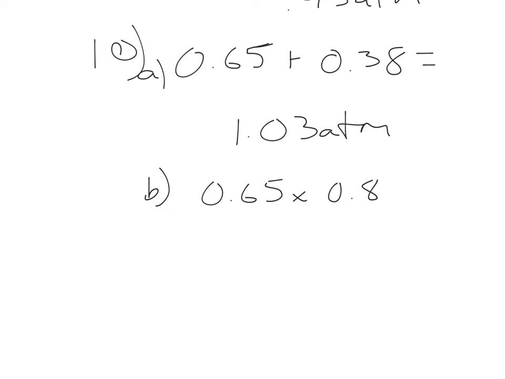Okay, so let's do that first. In my calculator here, 0.65 times 0.8 equals 0.52. So that is 0.52 atmospheres is 80% of the oxygen in the tank. We have to get rid of that, because if you read the problem, it says we lose 80% of the oxygen.